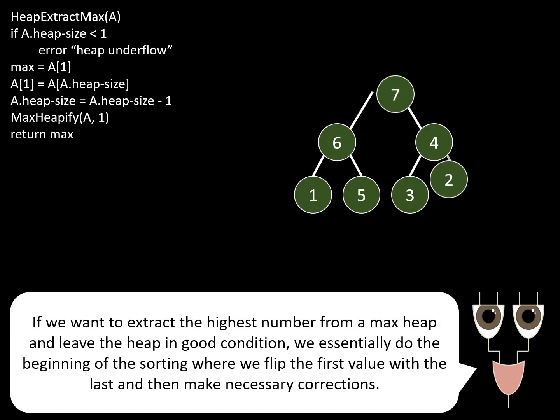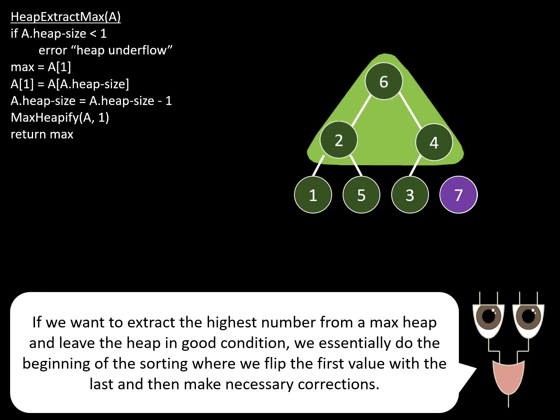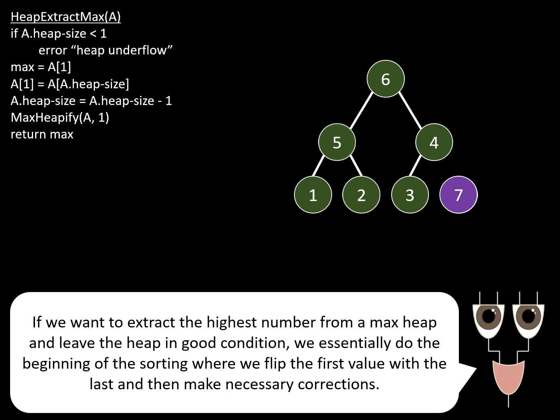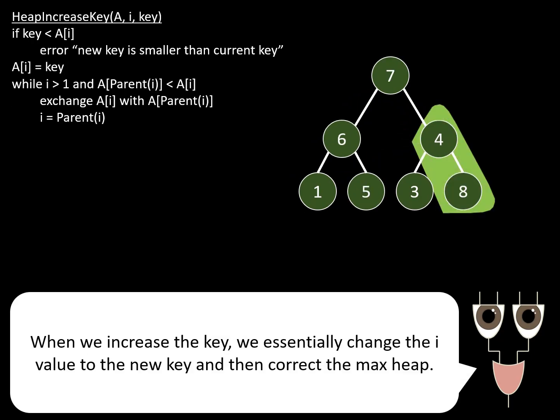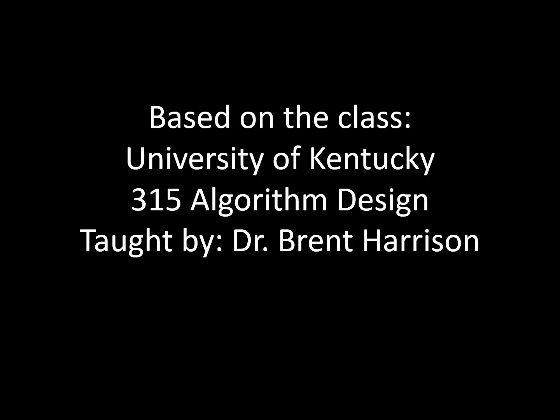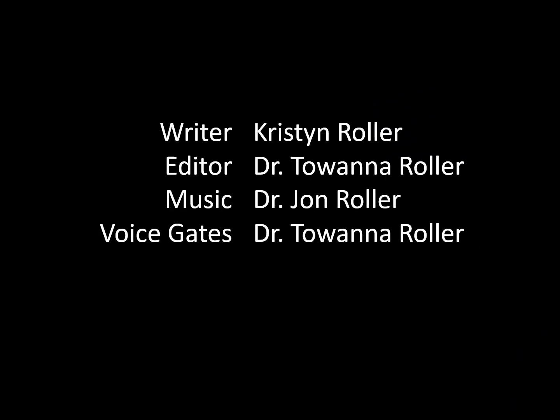If we want to extract the highest number from a max heap and leave the heap in good condition, we essentially do the beginning of the sorting where we flip the first value with the last and then make necessary corrections. When we increase the key, we essentially change the i value to the new key and then correct the max heap.